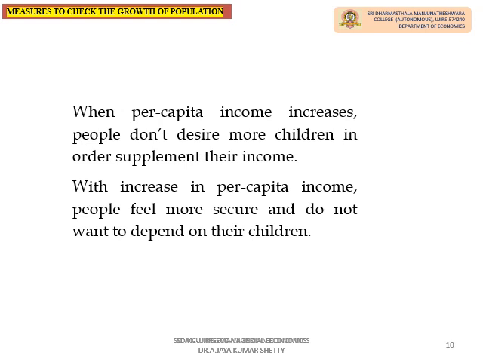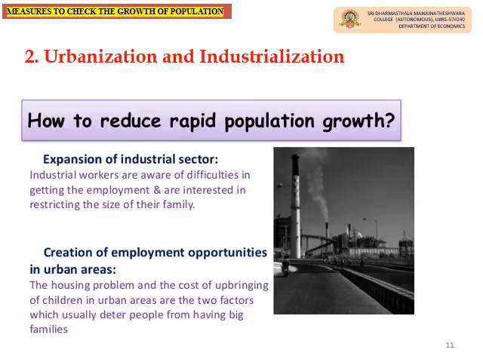The process of economic development operates through income effect, survival effect, and occupational distribution effects. So, when per capita income increases, people don't desire more children in order to supplement their income. So, with increase in per capita income, people feel more secure and do not want to depend on their children.